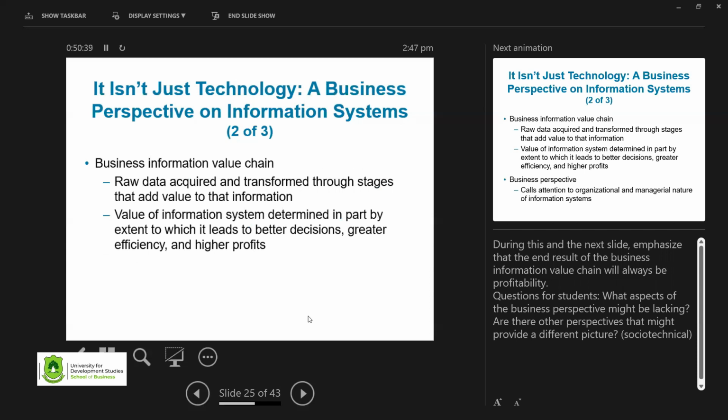That is why it is important that we as business leaders understand what we mean by business information value chain. And you may have heard about this term, value chain. When we are talking about value chain, it's a continuum which involves some kind of input, processing, and then output.